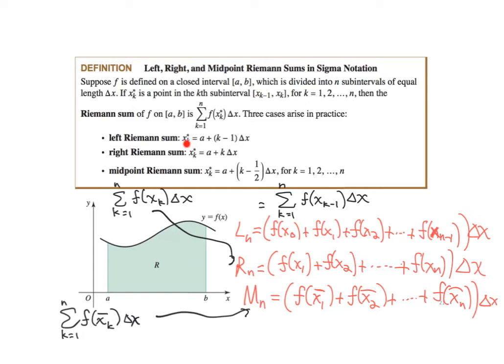Now, what they're saying here is what the xk star is in each case. For the left Riemann sum, it's a plus k minus 1 times delta x. These are just formulas to write in a general way the whole subinterval thing I was talking about earlier.